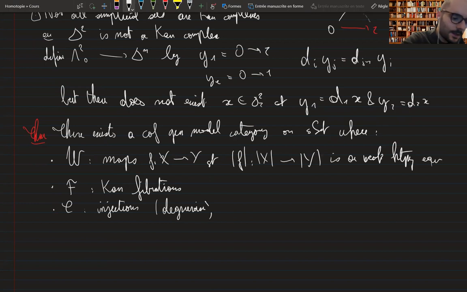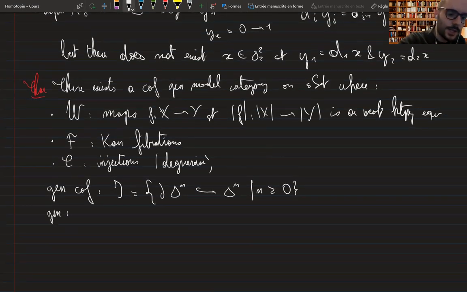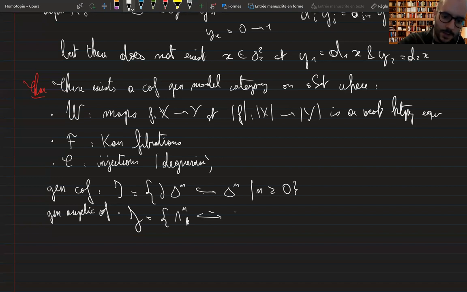All right. And you have the set of generating cofibrations I, which will be the inclusions of ∂Δ^n into Δ^n for n at least zero. So in particular, it contains the inclusion of the empty set into a point. This is important. And the generating acyclic cofibrations will be this set J. You take the horns Λ^n_k included in Δ^n for n at least one. Now, if you recall, I did not define Λ^0_0 because I took n at least one and zero less than or equal to k less than or equal to n.